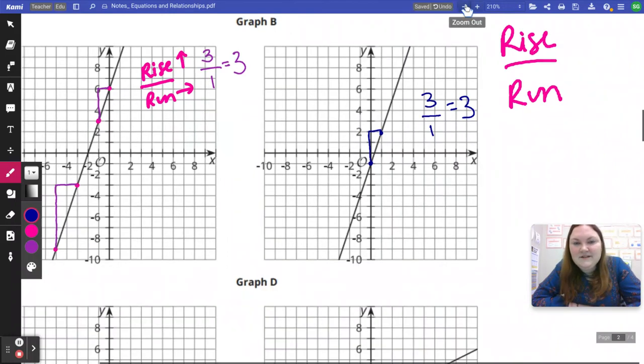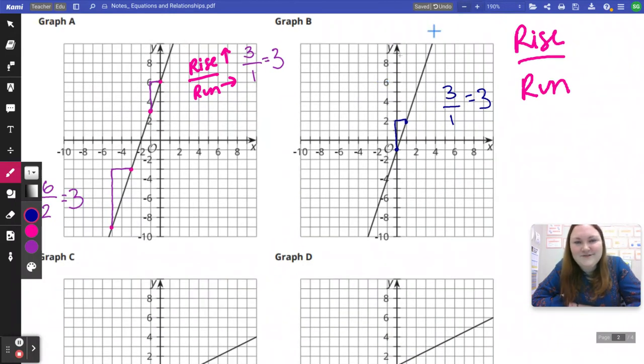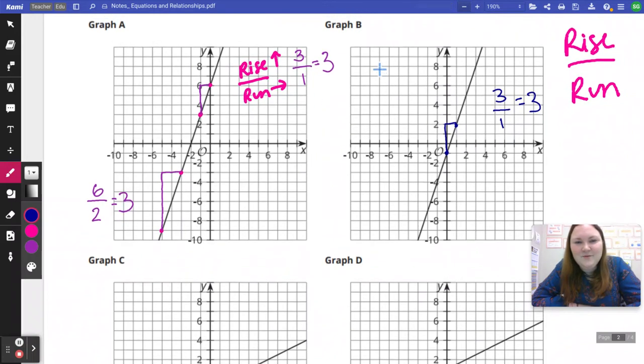Now, if we zoom out a little bit and look at those 2 lines together, what do you notice about these 2 lines? What do they have in common? I see the number 3, right? They both have a slope of 3, but just looking at the picture, do you notice what they have in common? I notice they're going the same direction.